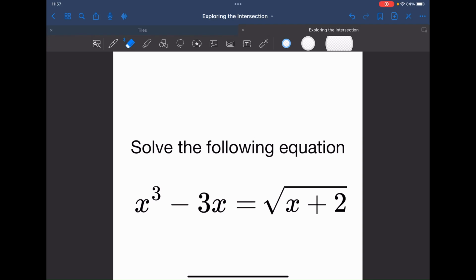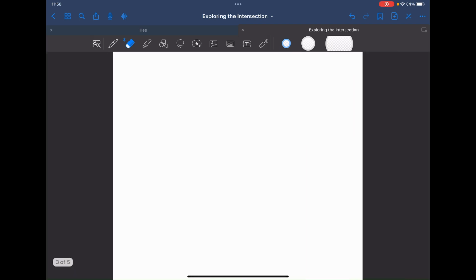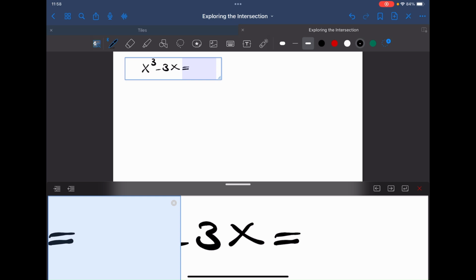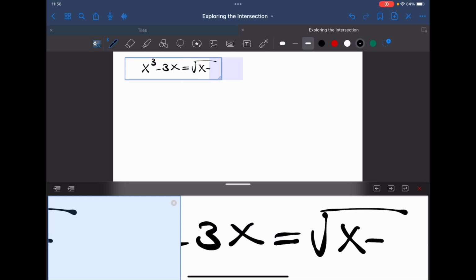Hello everyone. In this video, I'm going to talk about the solution to the following equation. X to the power 3 minus 3x is equal to root of x plus 2. And I'm trying to find all the real values x such that it satisfies this equation. Okay, so let me rewrite the equation here. X to the power 3 minus 3x is equal to root of x plus 2.